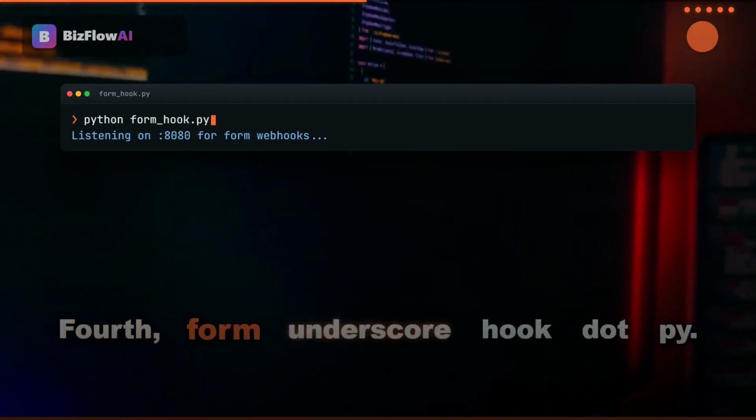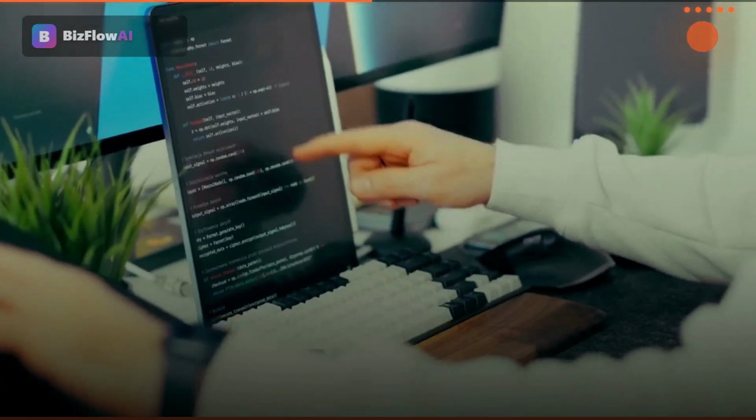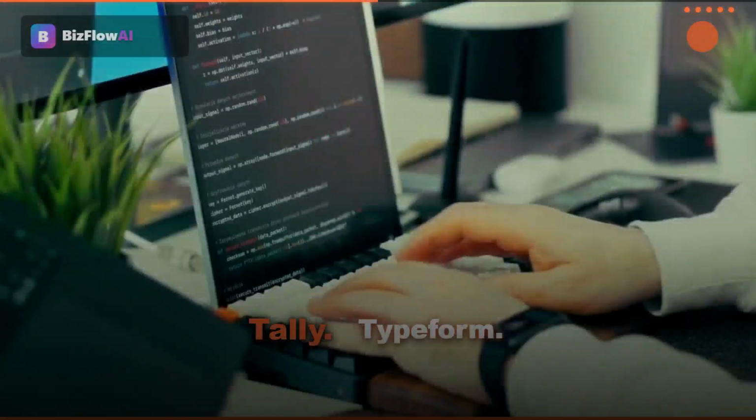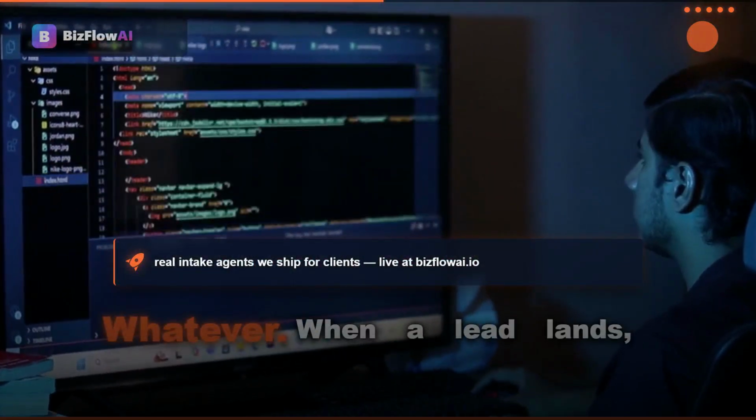Fourth, form_hook.py. 20 lines of Python. It listens for a post from your form provider. Tally. Typeform. A Webflow form, whatever.